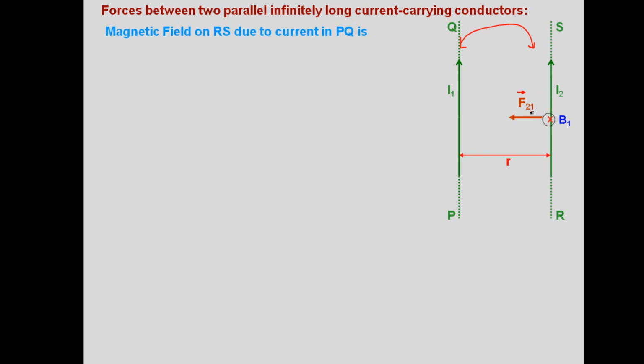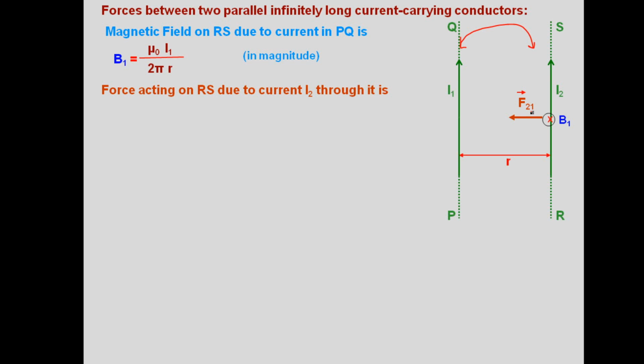So the magnetic field on RS due to current in PQ will be downward, B1, and its expression is mu naught I upon 2 pi R. This is the expression for the magnetic field due to an infinitely long wire. This is in magnitude. The direction is downward, as we have shown in the figure.